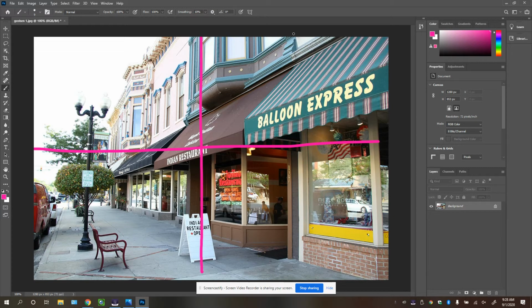What's a quarter of the way over? Or on this side, what's about a quarter of the way over on this side? So this where it says Balloon Express, you know that the center of that awning is pretty close to 1/4 of the way over in the picture. You know that the bottom tip of the awning right here is going down about halfway from top to bottom.